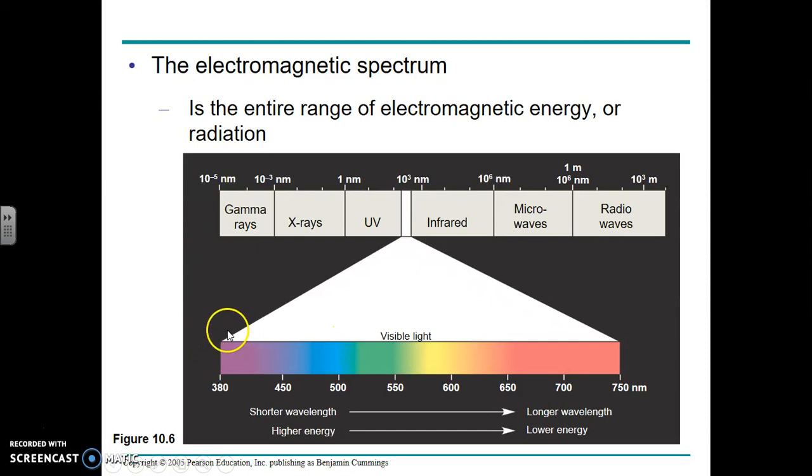And you'll notice that on this side, violet has the most energy of visible light, and red has the least energy. That also means that violet has the shortest wavelength, and that red has the longest wavelength. Do you need to know that? No. I would know that violet has the most energy, and that red has the least.